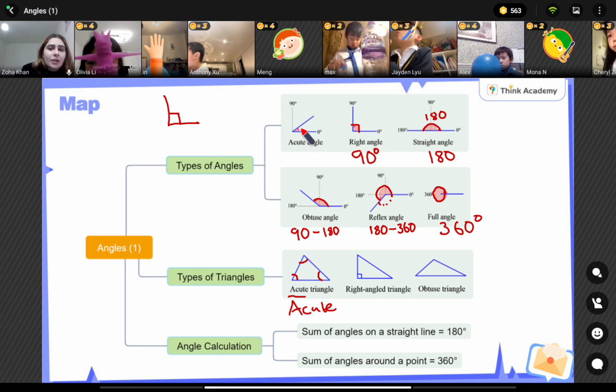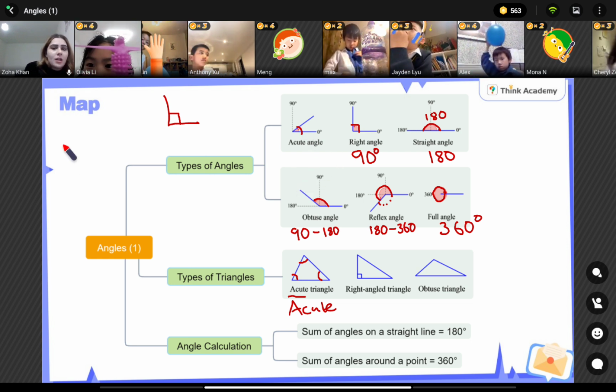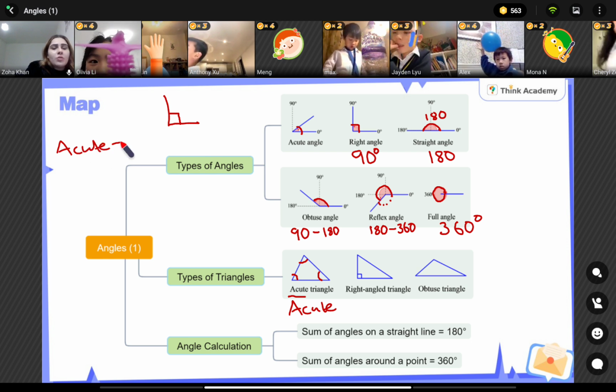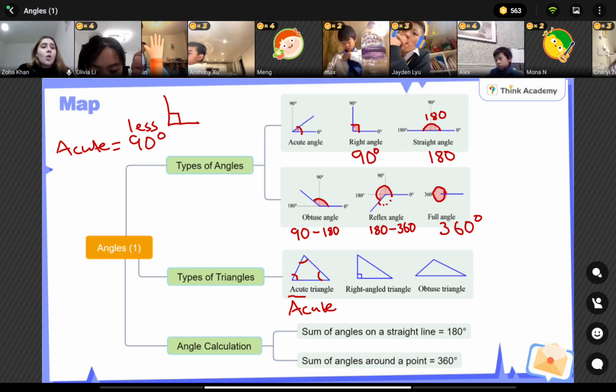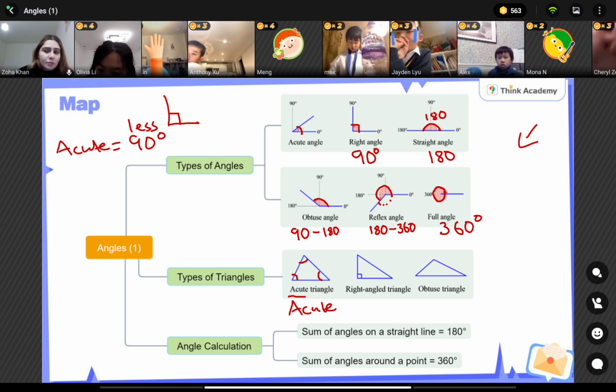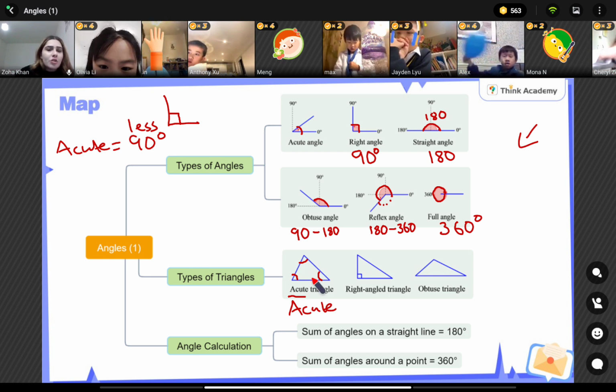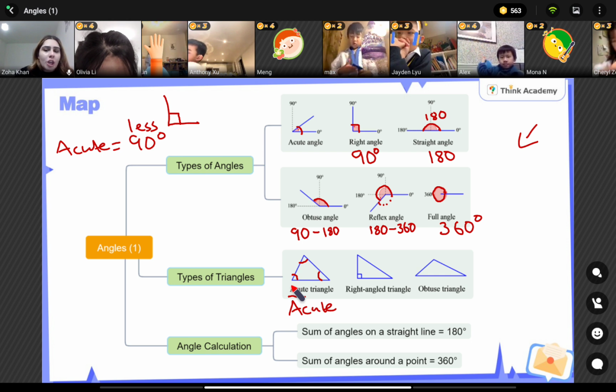Remember, an acute angle is a small angle, less than 90 degrees. Yeah? Everyone remember, acute is an angle that's less than 90 degrees, okay? So remember, everyone, when you do have homework and when you're doing it, you have to make sure you try to remember what these angles mean. So remember, an acute triangle has 3 angles that are all acute.